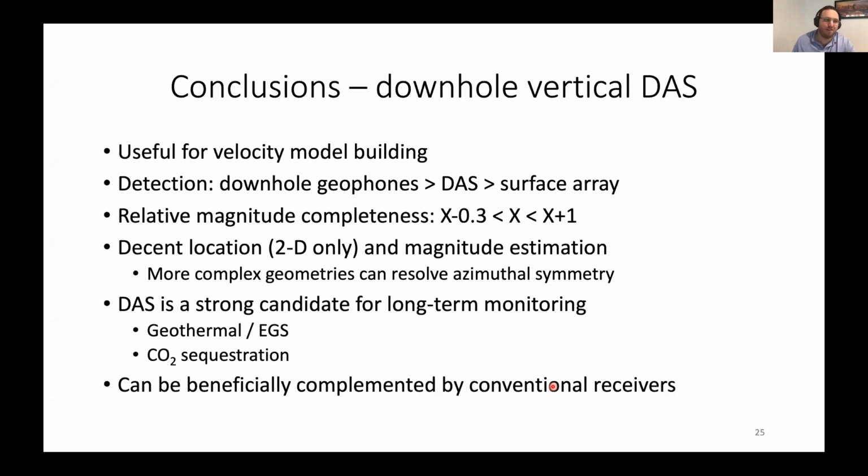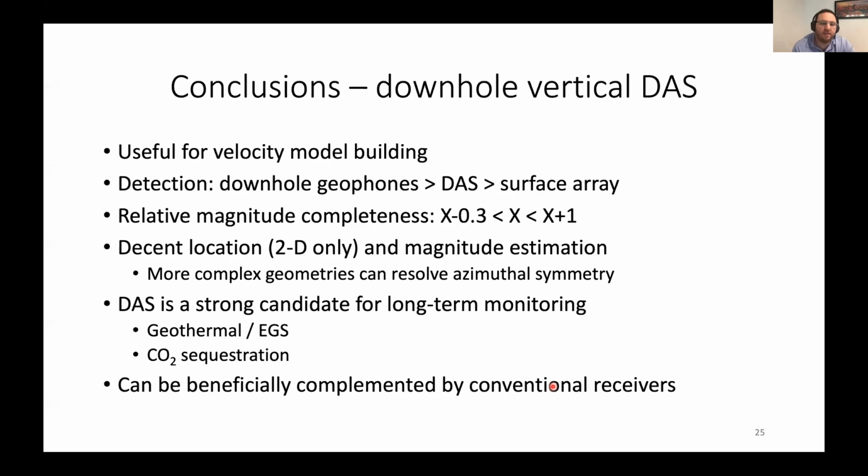And in this case, you have both in the same dedicated special monitoring well going exactly at the same depth. So it's probably the worst case comparison for DAS. And even so, we are within 0.3 magnitude, which is not a huge difference. DAS clearly outperforms the surface array, at least with routine processing, around the difference of magnitude 1, maybe half. You can get decent location, of course, with this 2D limitation, and magnitude estimation.